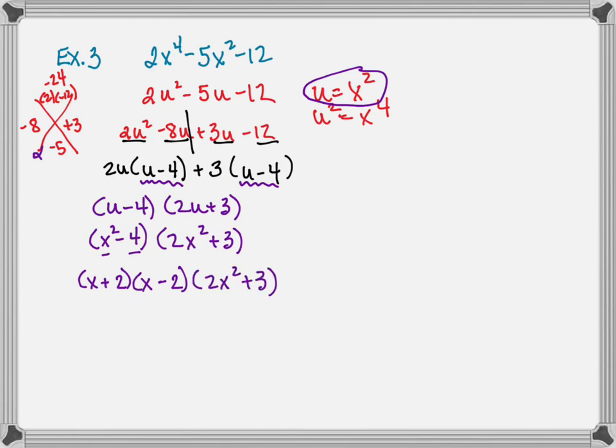So example 3 factored to 3 factors, x plus 2 times x minus 2 times 2x squared plus 3. So I've got two linear factors, x plus 2 and x minus 2, and one quadratic factor, which was 2x squared plus 3.